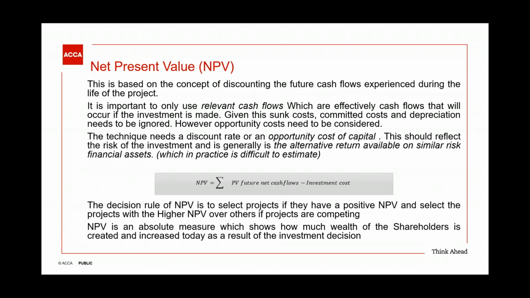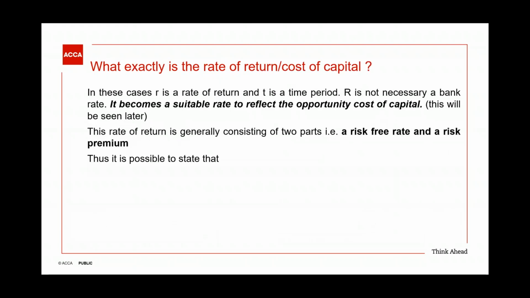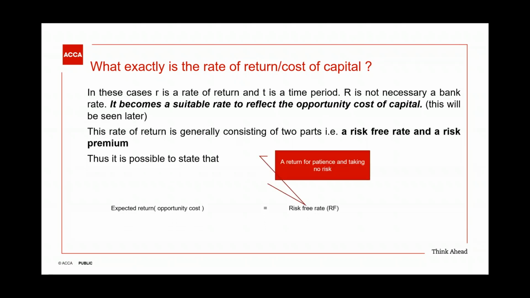Again, the technique uses an opportunity cost of capital. What is the opportunity cost of capital? You can think of it as a rate of return available on similar-risk financial assets. Now, to show you what that means, I can say that an expected rate of return is equal to always a risk-free rate, which is a rate of return for not taking any risk, which is basically a return for patience.